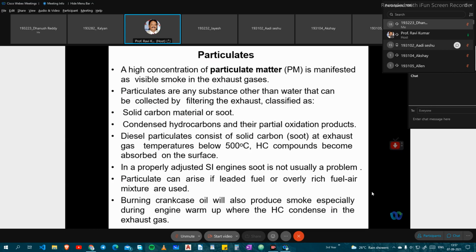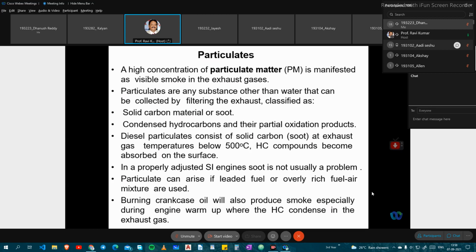And the particulates: a high concentration of particulate matter, PM, is manifested as visible smoke in the exhaust gases. Whatever you see in the figure, whatever you see behind a diesel transportation vehicle, the exhaust that comes out may have a lot of things in it. Particulates are any substances other than water that can be collected by filtering the exhaust, classified as solid carbon material or soot. And we are taking some precautionary measures for collecting these particles.